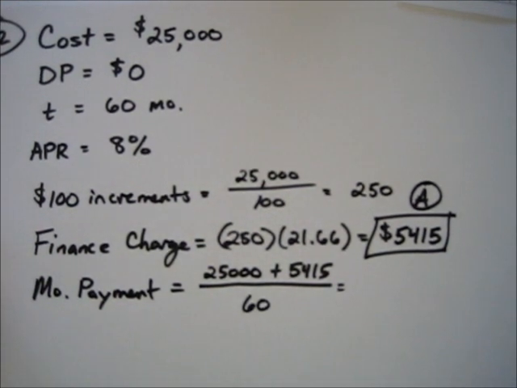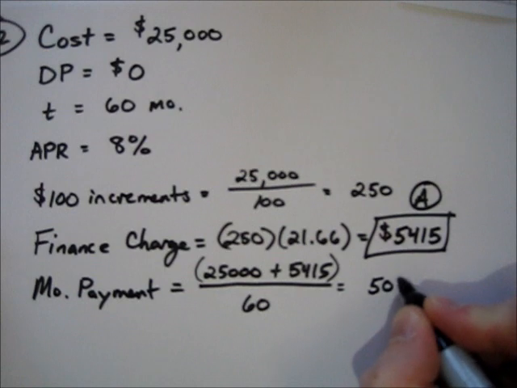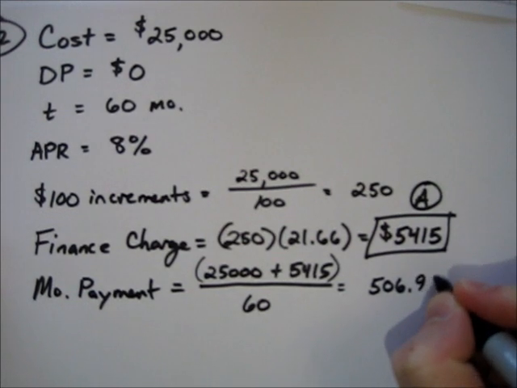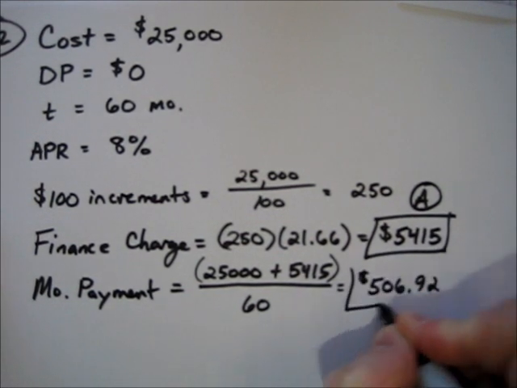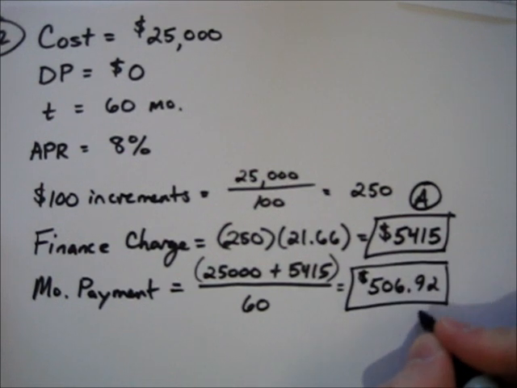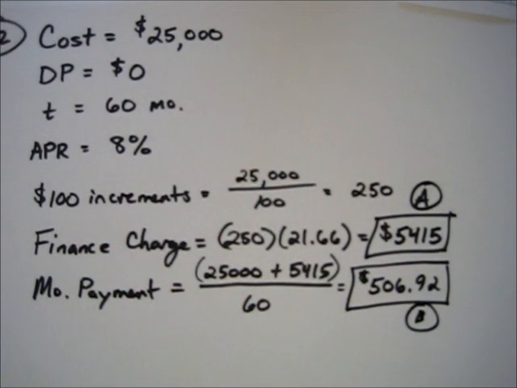If you're putting this in your calculator all at once, make sure you put the numerator in parentheses. So you type that in your calculator and we get 506.92. So he would have a monthly payment of $506.92.